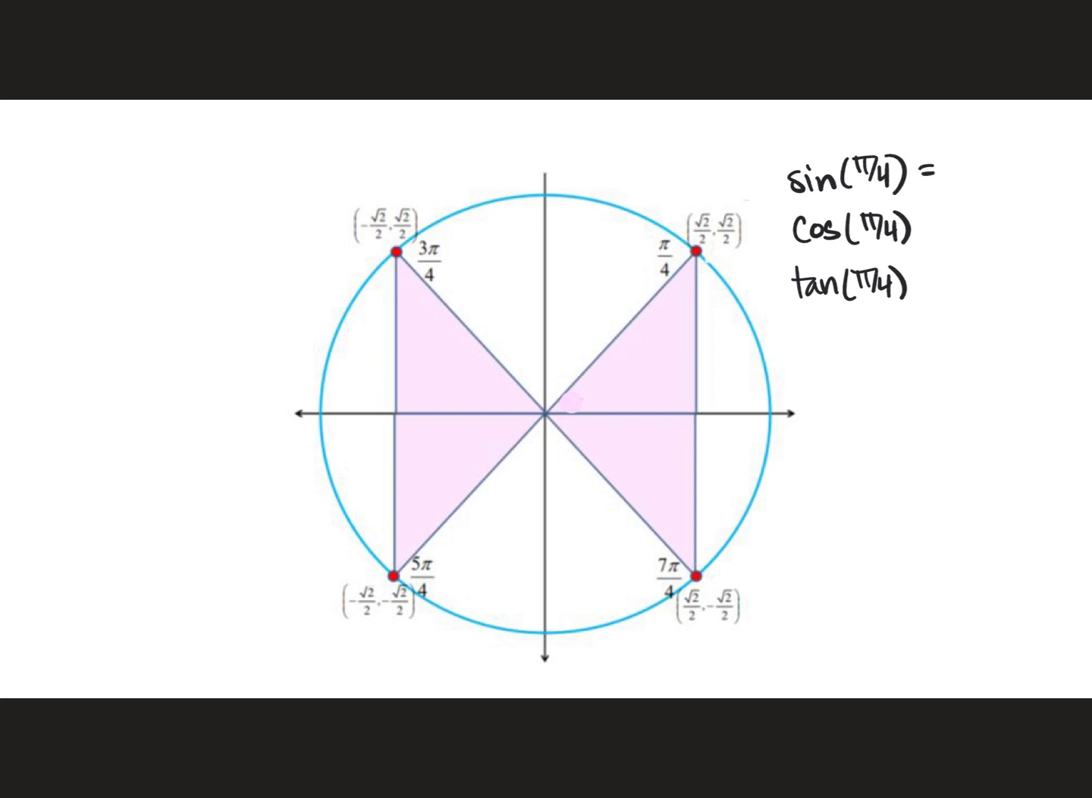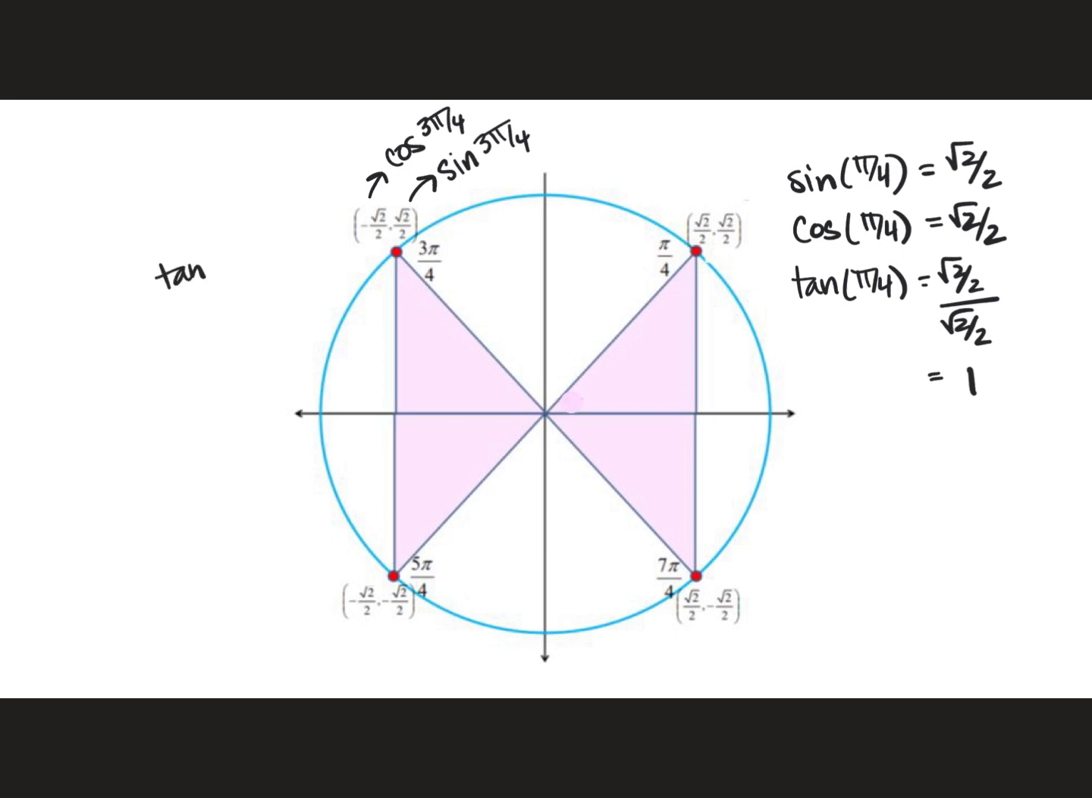So sine of pi over 4 is the y-coordinate. Cosine is the x-coordinate. And tangent would be y over x. So in this case, radical 2 over 2 divided by itself would simplify down to 1. So that one right there for sure is a lot nicer. So then as we move around to the other quadrants, sine over here is going to be that y-coordinate. Cosine is the x-coordinate. And then tangent would be negative 1 instead of positive 1.